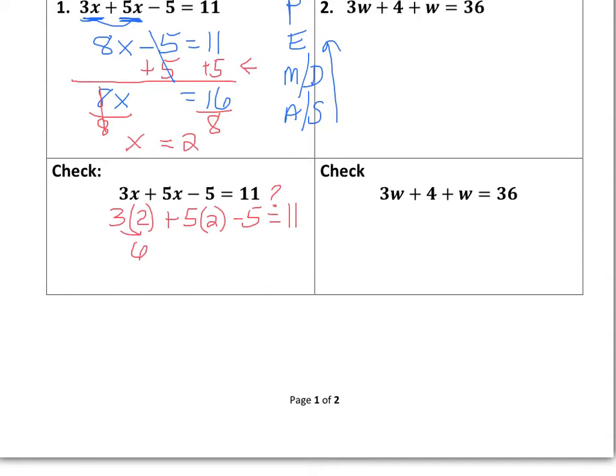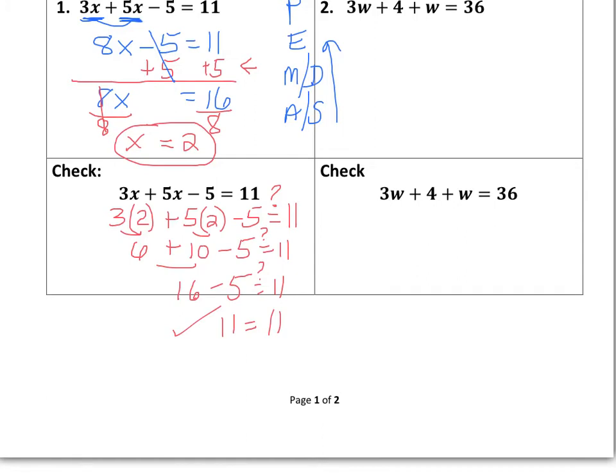Order of operations, we need to do multiplication before addition and subtraction. So that's 6 plus 5 times 2 is 10, minus 5, and we're hoping that that's 11. Order of operations, we've got addition, subtraction, we work left to right. And 16 minus 5, does that equal 11? And yes, it does equal 11. So everything checks out, therefore we know that x does equal 2.